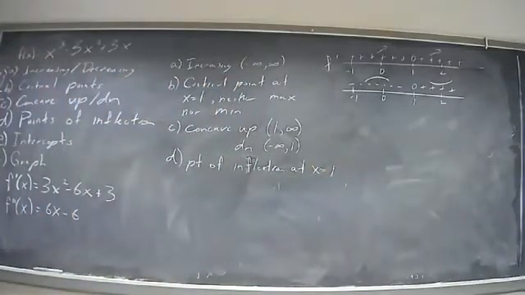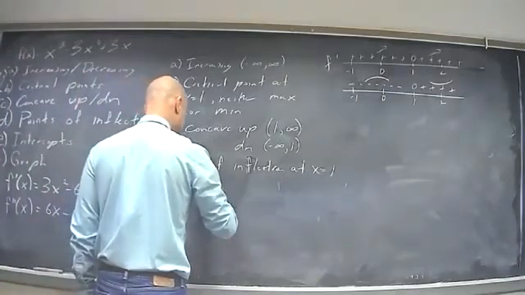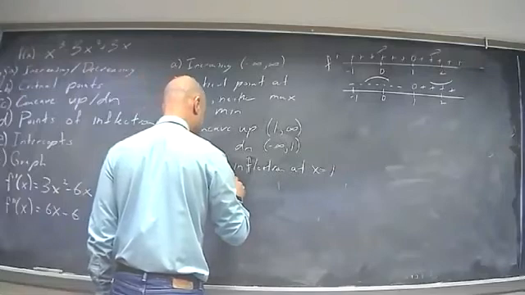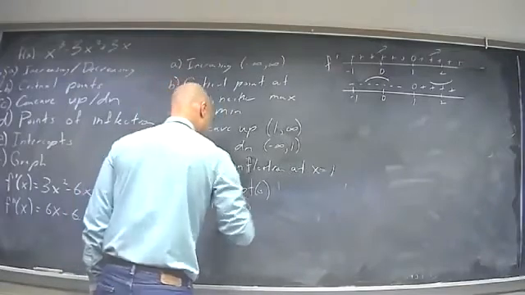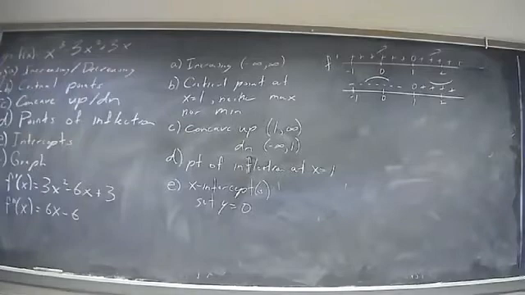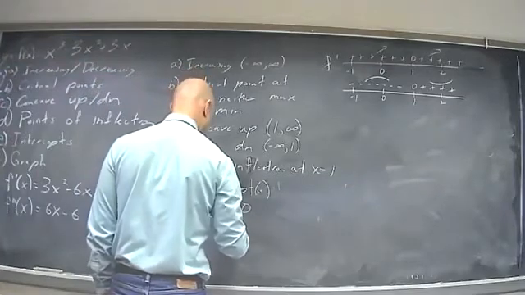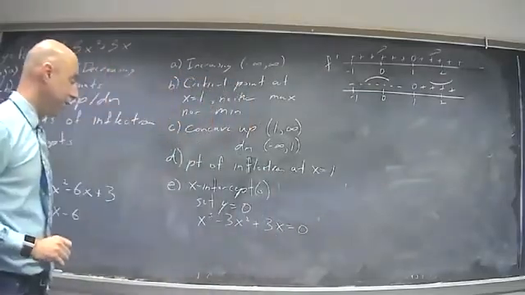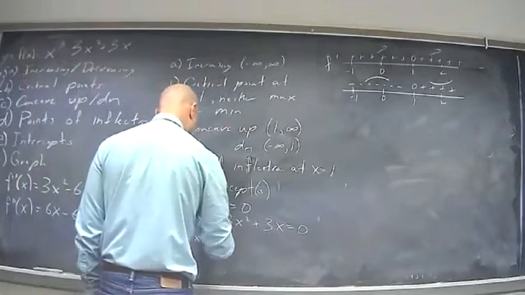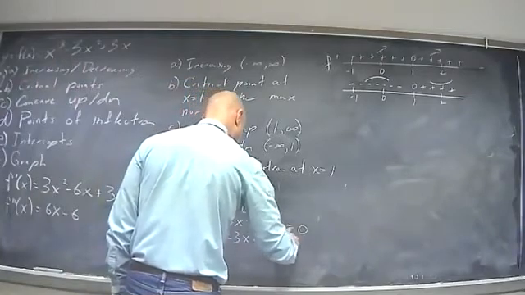Now let's go back to E. So intercepts, x and y intercepts. So for our x-intercept, or x-intercepts, there may be more than one. We'll set y equals 0. Y is just equal to the whole function f of x. So x cubed minus 3x squared plus 3x equals 0. We can factor out an x. So x times x squared minus 3x plus 3 equals 0.